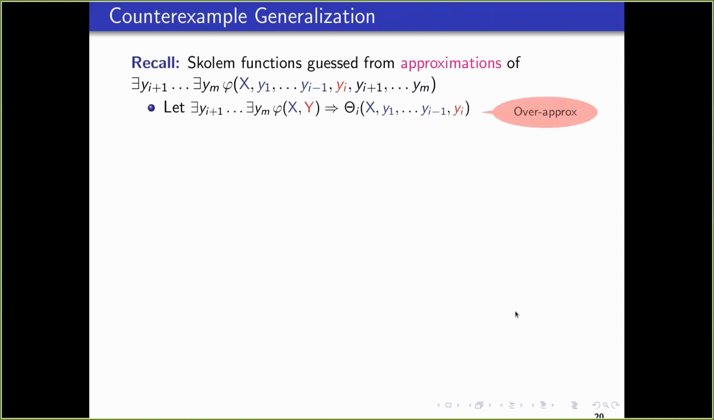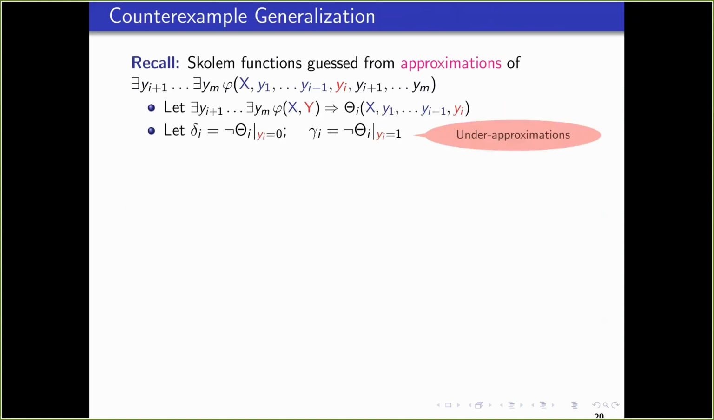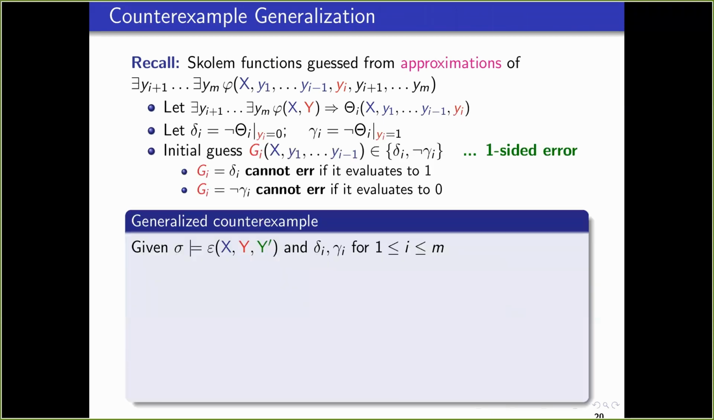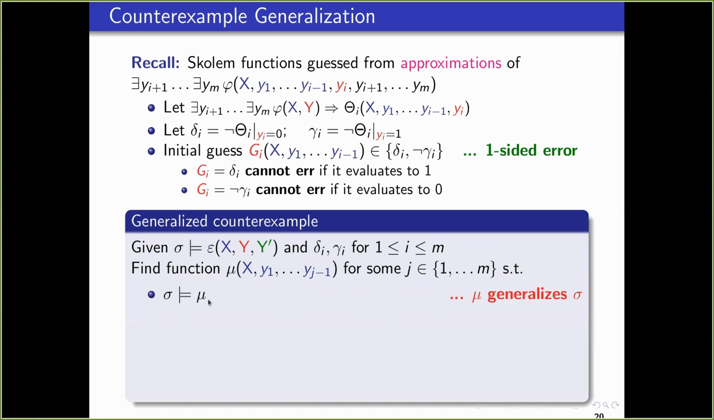So what we do is, let me go over this slightly faster. We obtain this satisfying assignment of the error formula, which is a counterexample. And then we generalize it. What does this generalization mean? This satisfying assignment is giving me specific values for the variables. So I try to come up with a function which is such that this satisfying assignment satisfies this function.